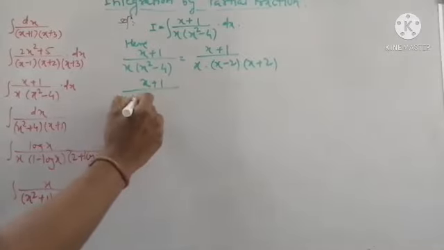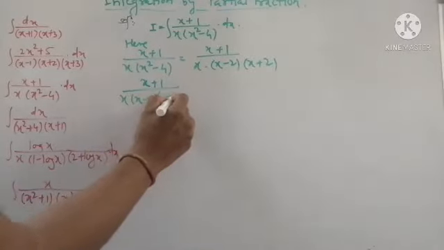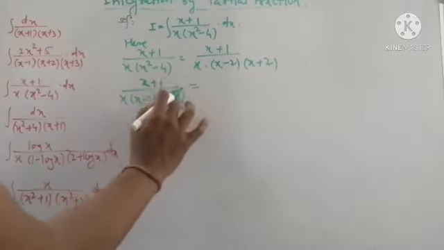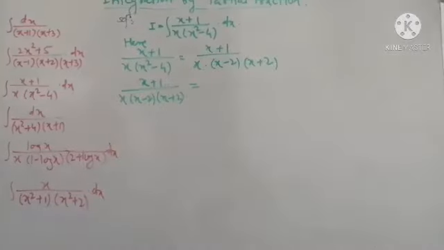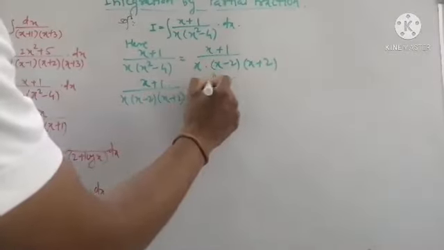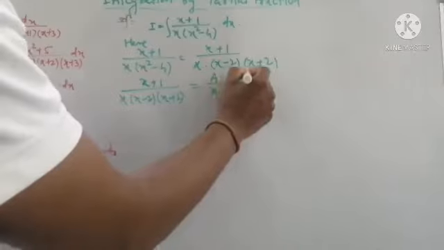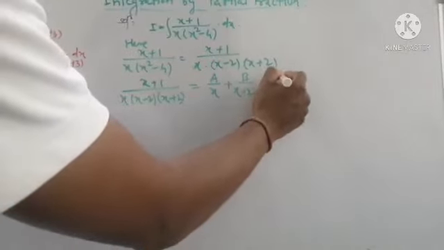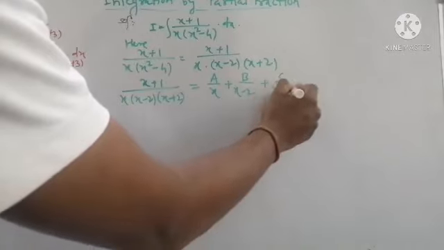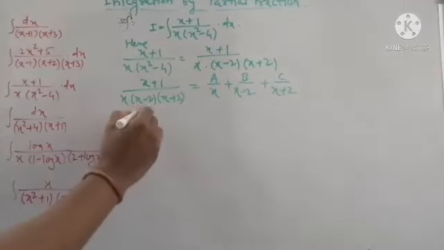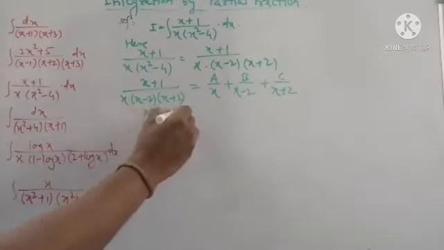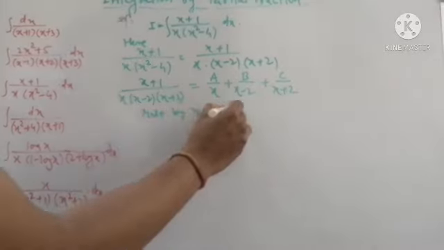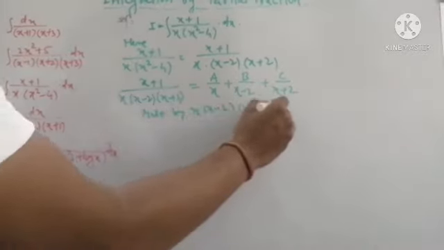We get the partial fraction of this rational fraction with three unknown constants a, b, c. The first partial will be a upon the first linear factor x, plus the second partial will be b upon the second linear factor x minus 2, plus the third partial will be c upon x plus 2. Now to evaluate a, b, c, we multiply by x, x minus 2, x plus 2 on both sides.